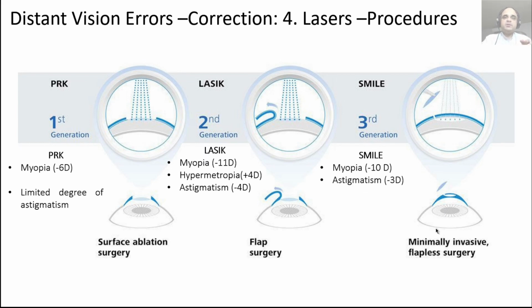This is the most minimal surgery because you're not creating a flap. It's just a little bit of tunnel through which you can remove the corneal lenticule. Lenticule is that little bit of tissue that you're removing by reshaping the cornea in order to overcome the refractive error. All three of these procedures can be done here locally in our city as well as in other cities of Pakistan.